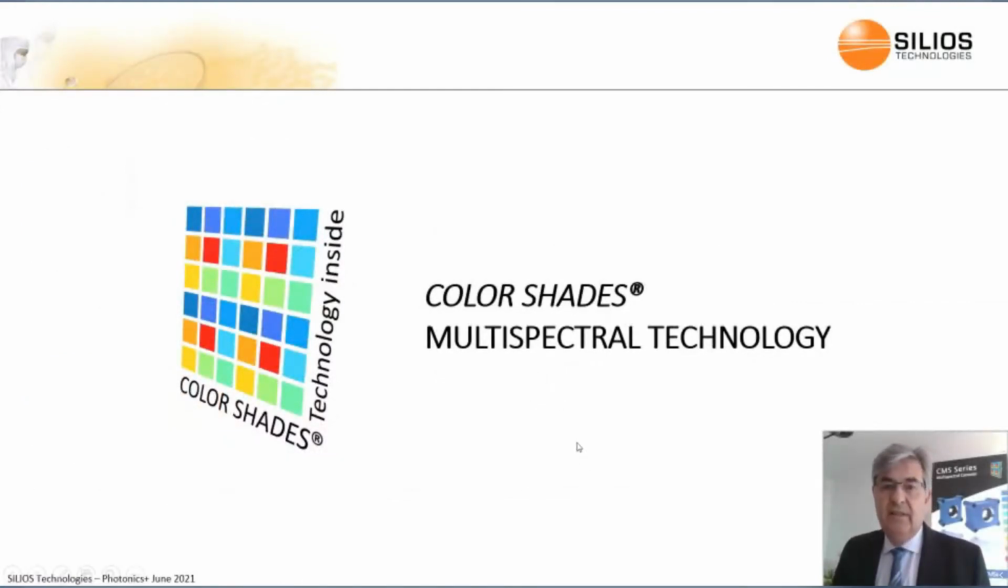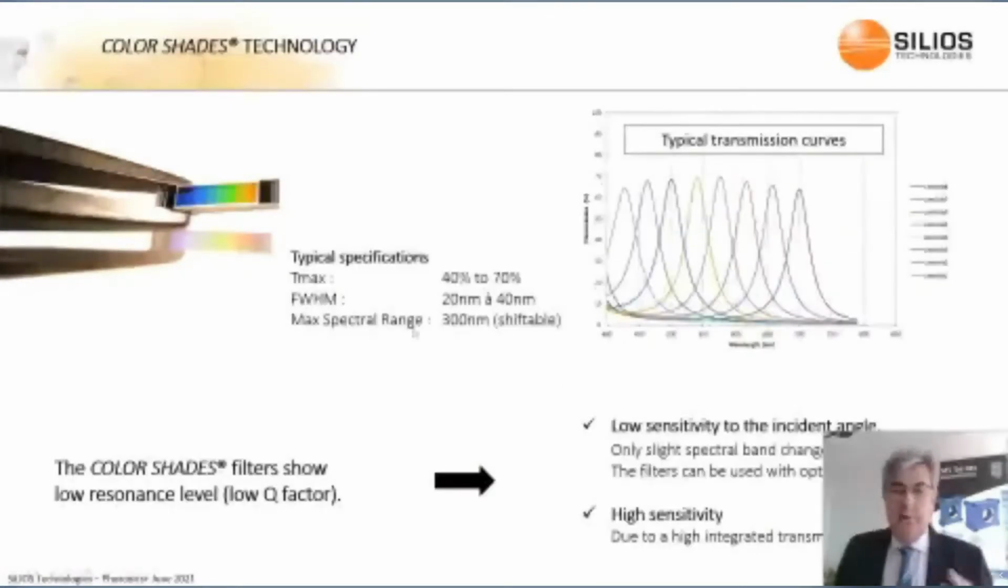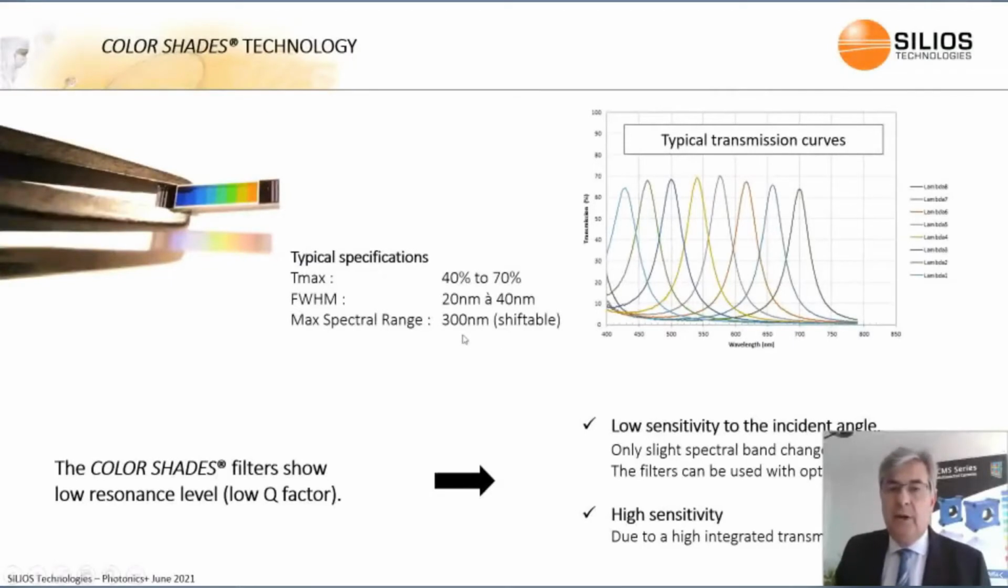Before presenting the two camera series, I will speak to you about the technology that is used to make them. We call it ColorShape. Here you see the typical spectral responses. They are quite wide spectrally, with a spectral resolution between 20 and 40 nanometers, and we can go from 15 up to 60. The addressable spectral range within one optical chip is 300 nanometers.